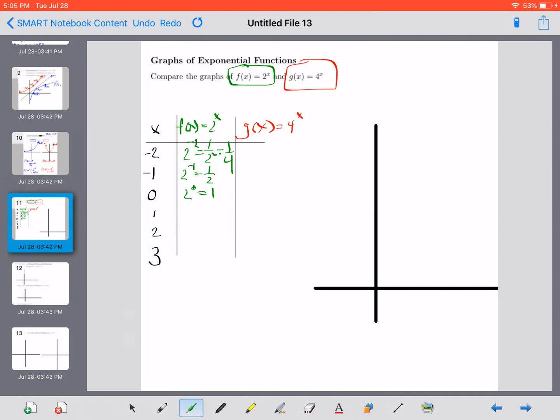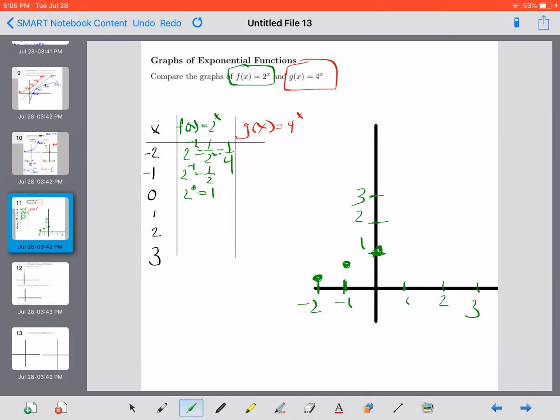I should be plotting these points as I go here. Negative 2, negative 1, 0, 1, 2, and 3. So I'm going to be plotting a point here at negative 2 comma 1/4. That's really close down here. At negative 1, comma 1/2, it's a little further up. At 0 comma 1.